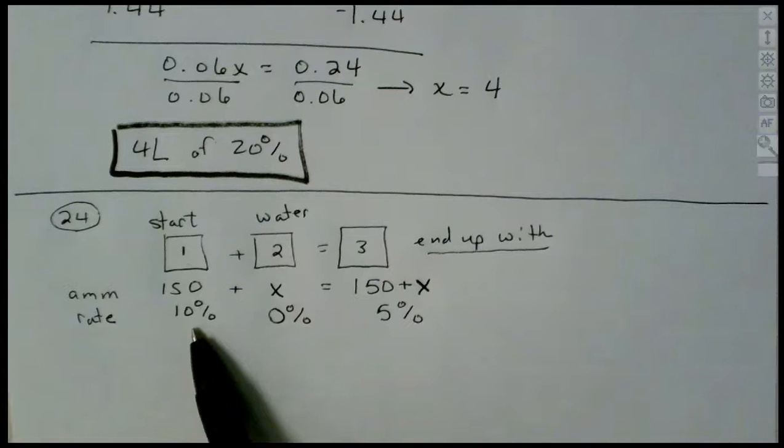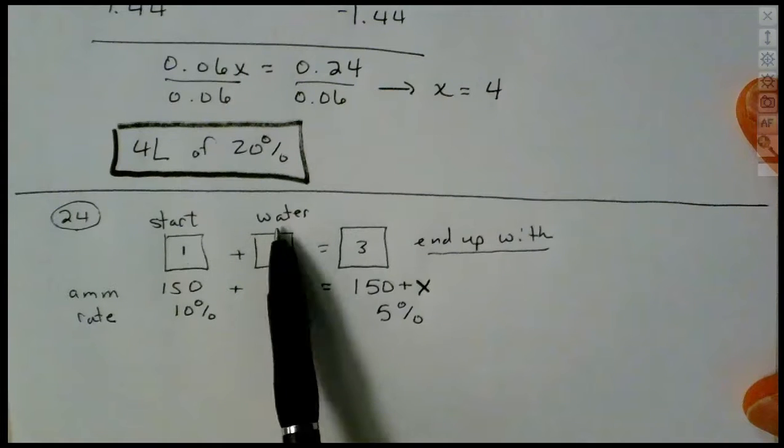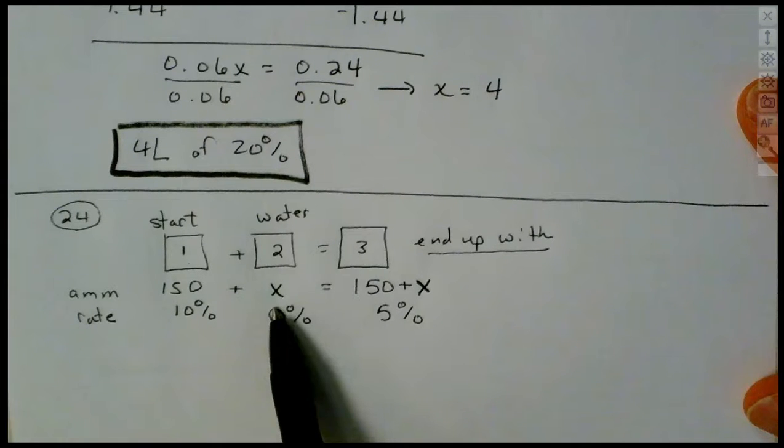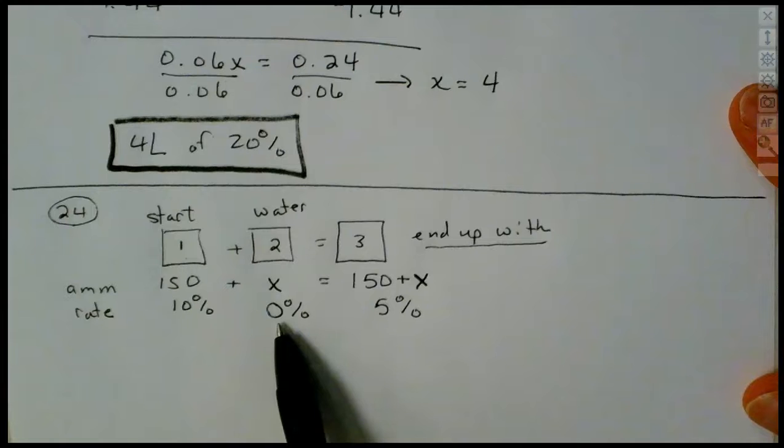So this is what we start with, 150 milliliters of a 10% solution. We mix it with some water. We don't know how many milliliters, so we use an X. Water is always pure and it has a concentration of 0. Nothing else should be in that water but water, so it should be a percentage of 0.